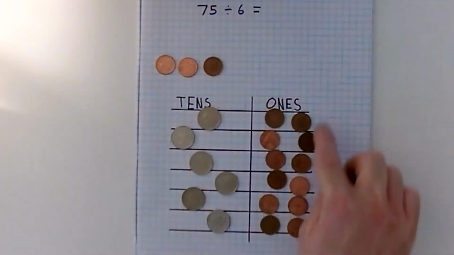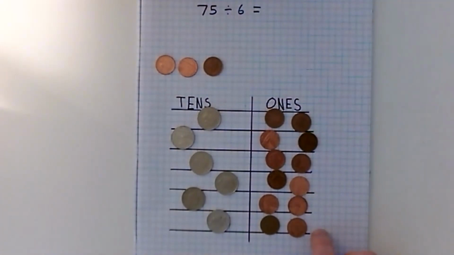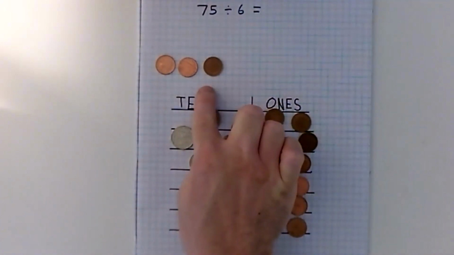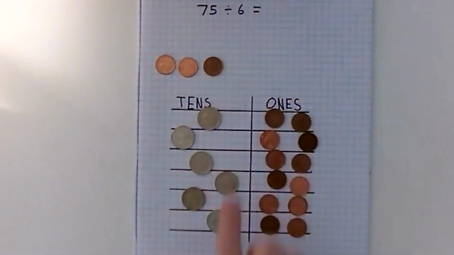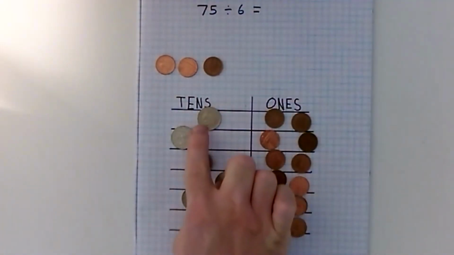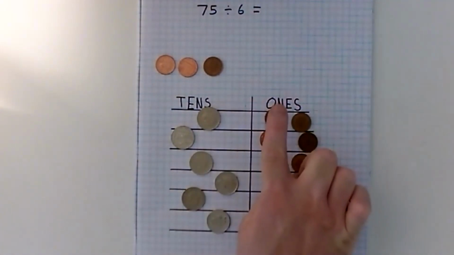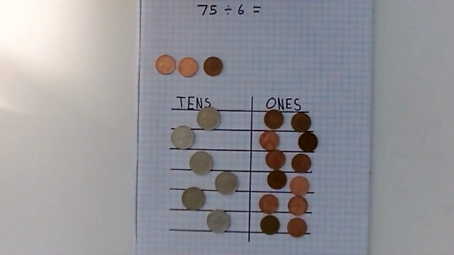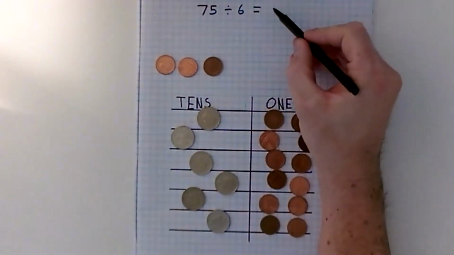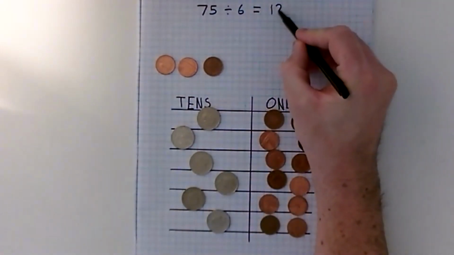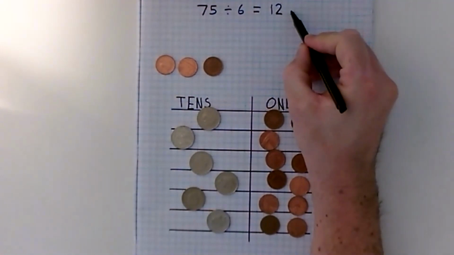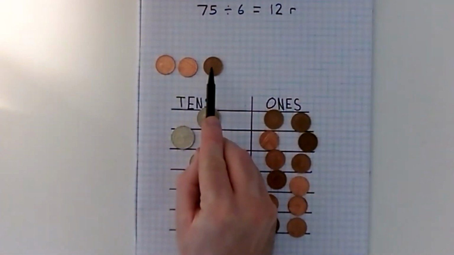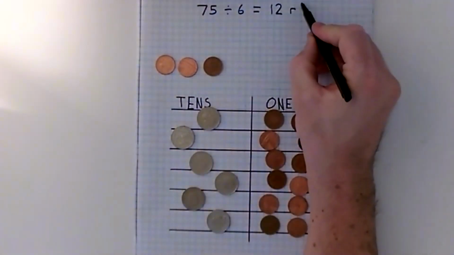I don't have enough coins now. I've got 6 rows down here. I've only got 3 coins left. I can't divide 3 by 6. So my answer is going to be, in each row, I've got 1 ten and 2 ones. So there are 12 in each row. So my answer will be written 12. And then I've got a remainder. So I need my R, and I've got 1, 2, 3 as my remainder.